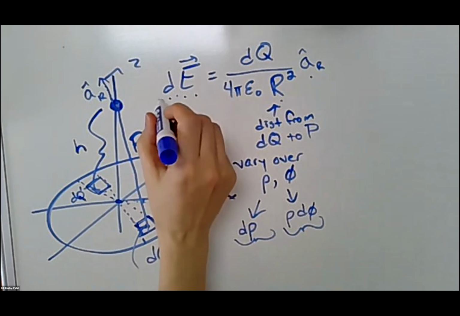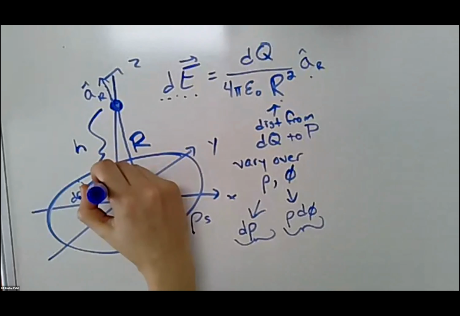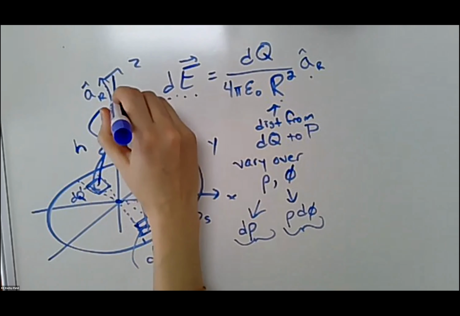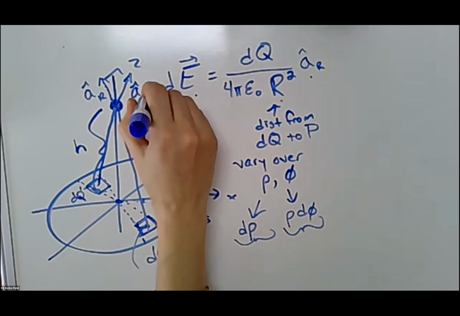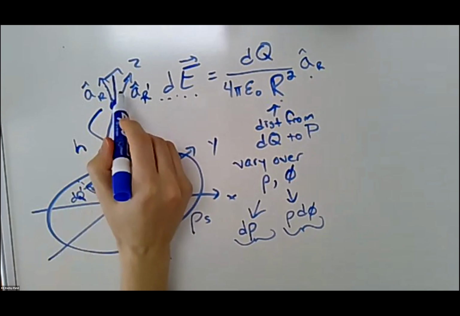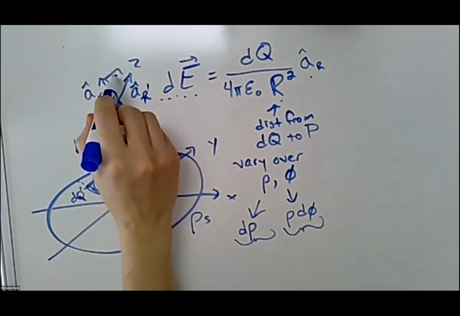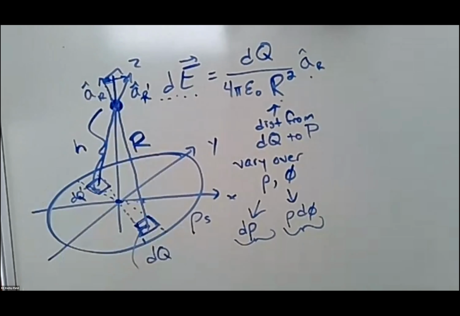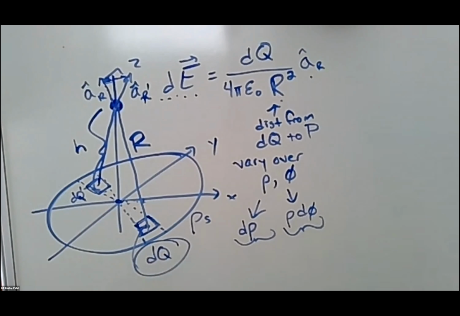That will have an equal magnitude of dE, but an opposite radial component of a hat r. So I'm going to name that a hat r prime. You can see how their z components are going to add up because they point in the same direction, but their rho components point in opposite directions, so they will cancel. That's how you make a symmetry argument. For any dq, I can choose another dq, and then I can cancel out some vector component.